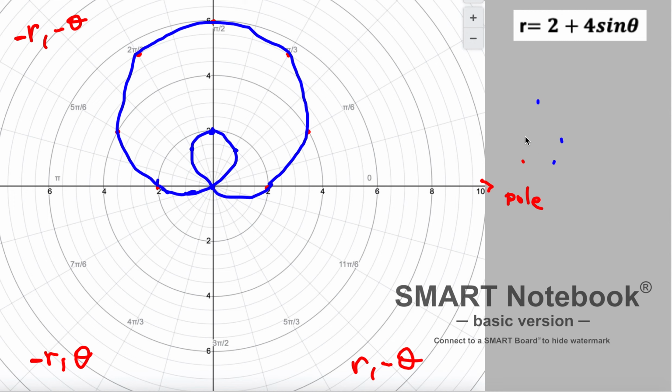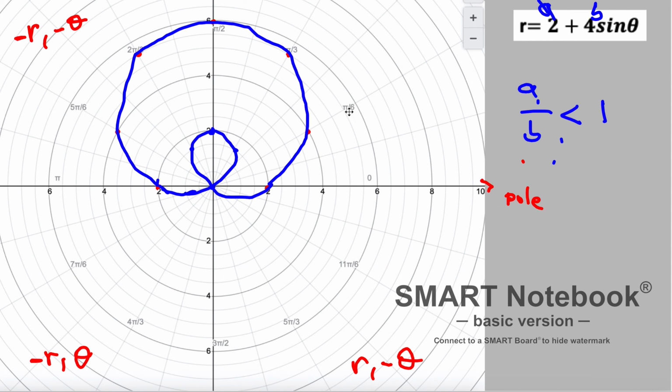We get a limaçon. This is a limaçon figure. Here this is A, this is B. Whenever A divided by B is less than 1, we get this form of the limaçon, and we call it a limaçon.